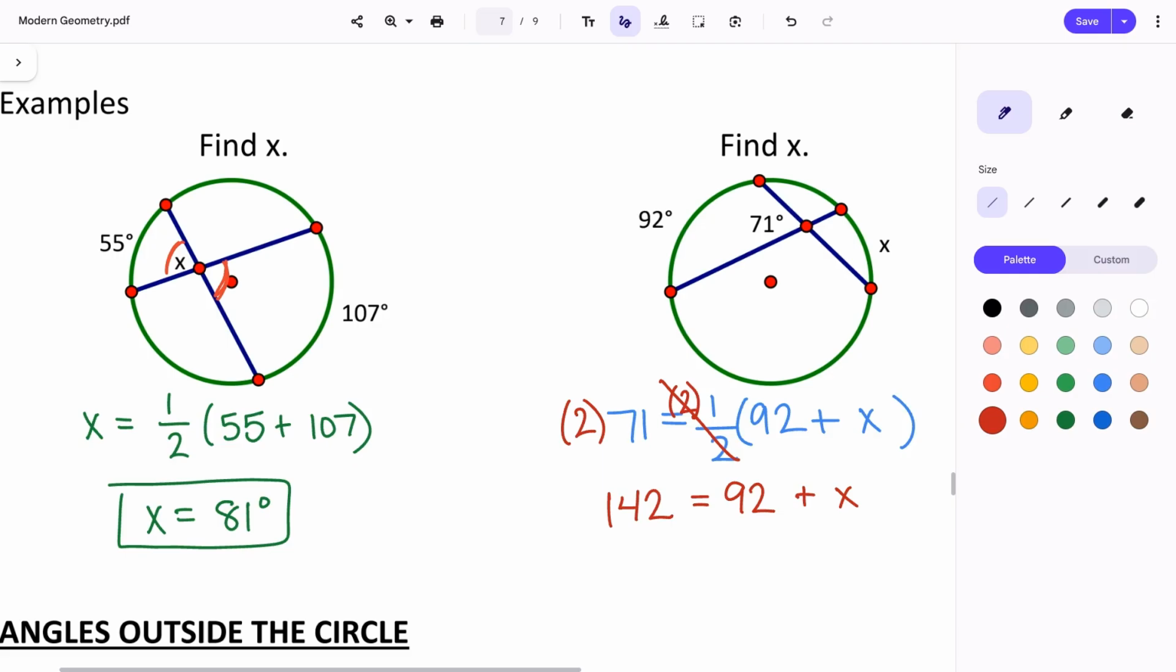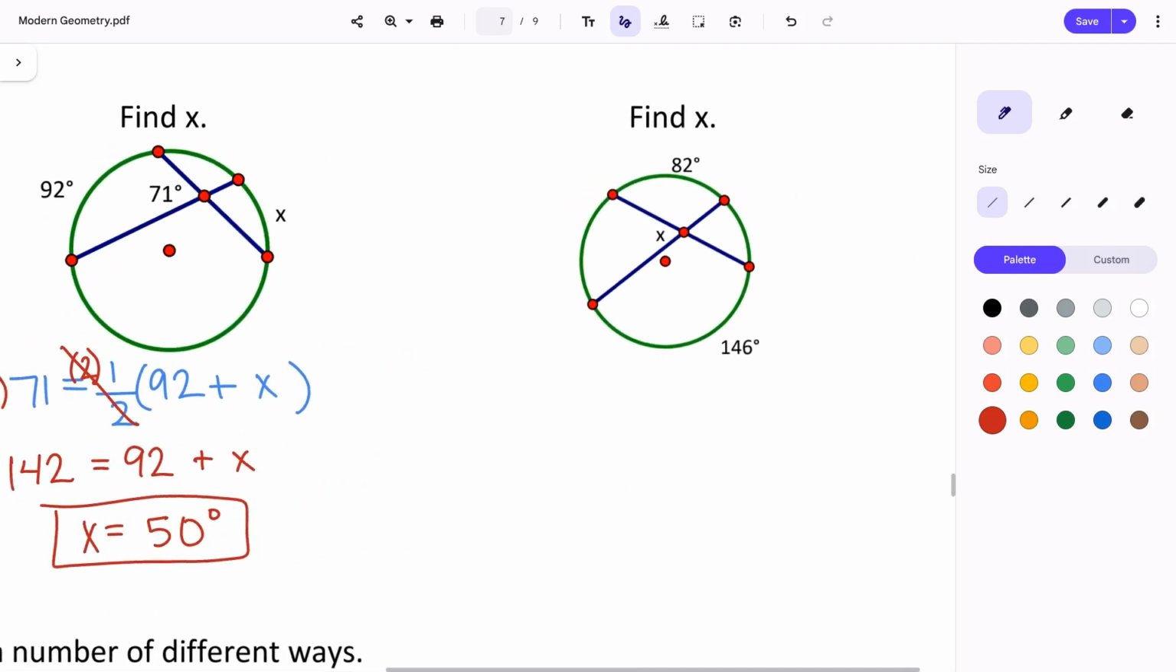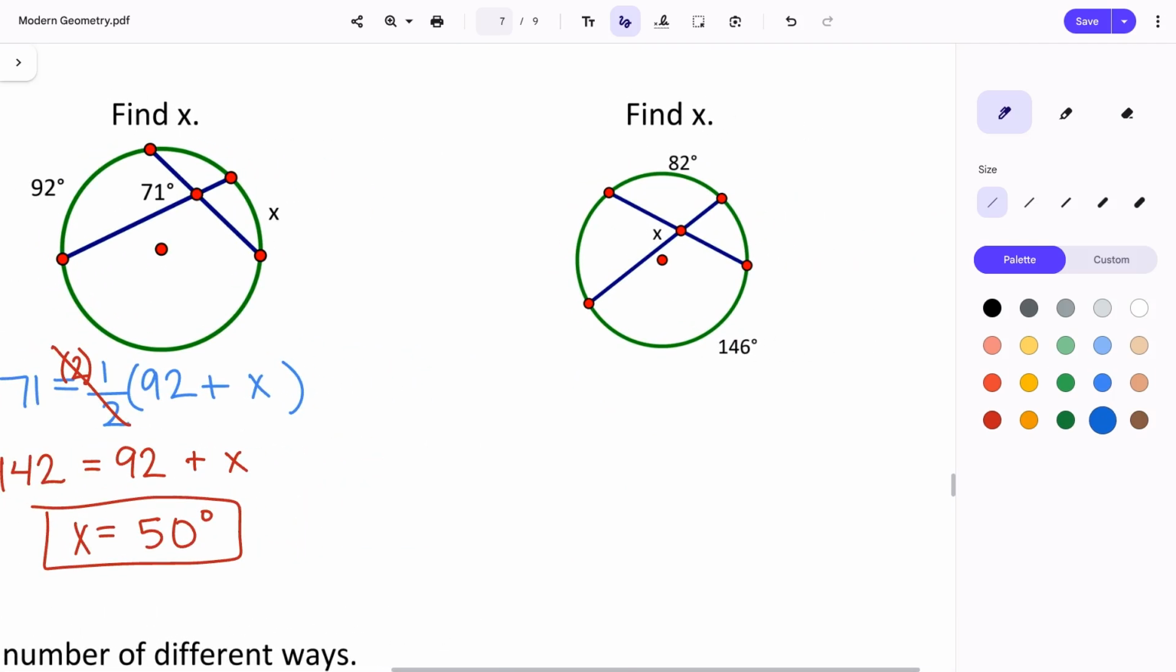Okay, great. What would you guys do next? Subtract the 92 and you get 50. Very good. Great job. Okay, so see how that one was a little bit different? You might have that and you've got to work kind of backwards. So it is possible that they might do something like that as well. All right, let's go on to the third one here. Take a look at this picture and maybe compare it to the other two. What's different on this one?